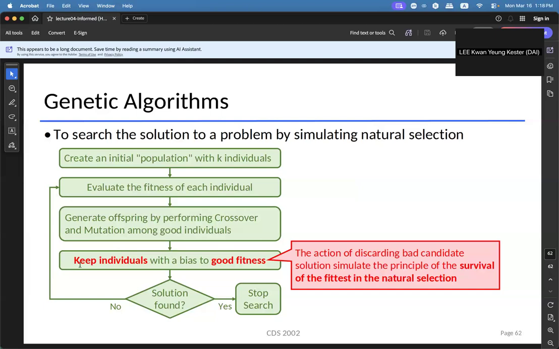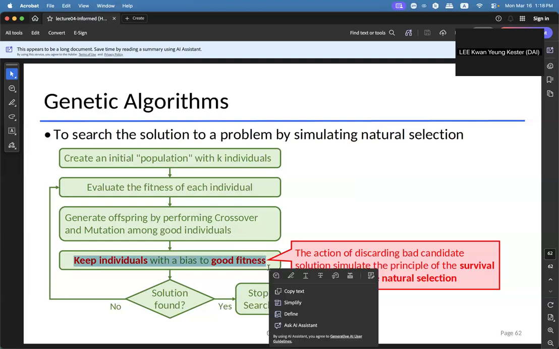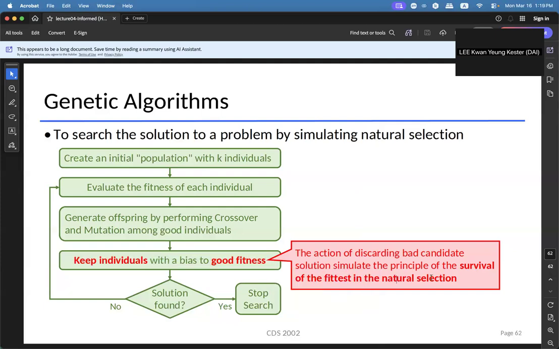Okay. And one last step is that you will only keep the individuals that have a bias to good fitness. You essentially only keep individuals that have a good objective value. Doing this step allows you to force your search towards the global maximum or global minimum. And this part is also simulating the principle of survival of the fittest in natural selection.